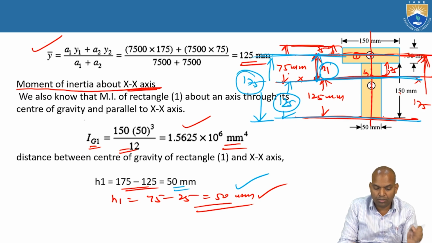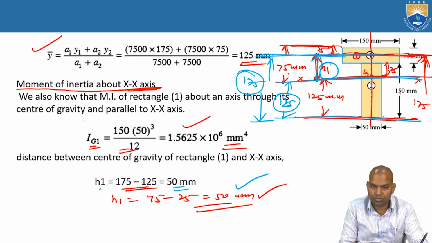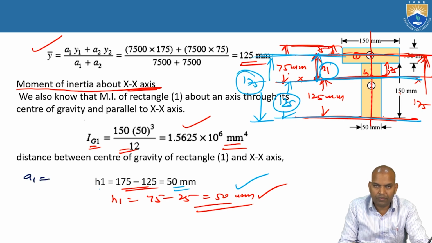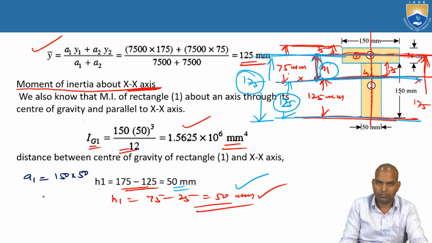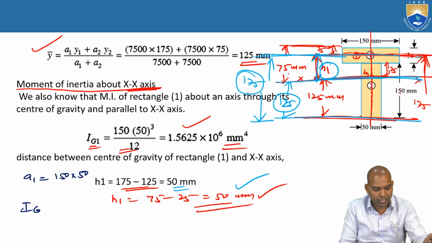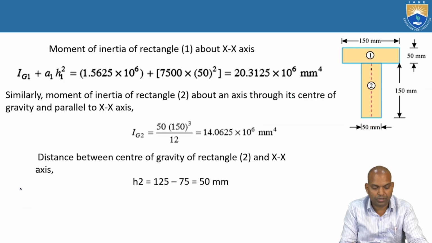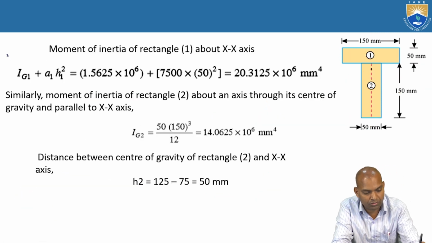Okay. Next, what is the next step? If we know IG1 and H1, the area we know. What is A1? A1 equals, section 1, that is a rectangle, 150 times 50. Now I1 equals IG1 plus A1 times H1 square. IG1 equals 1.5625 into 10 power 6. A1 is 150 times 50. What is H1? 50 millimeters. Substitute here, you will get I1.